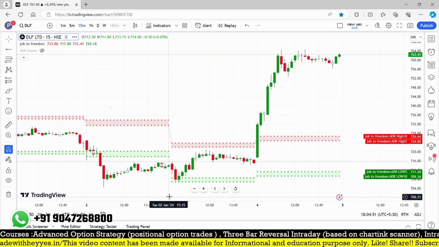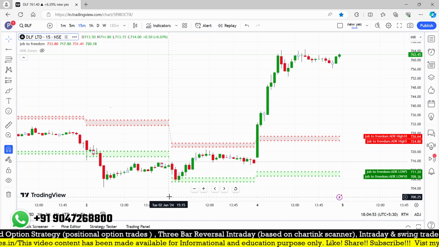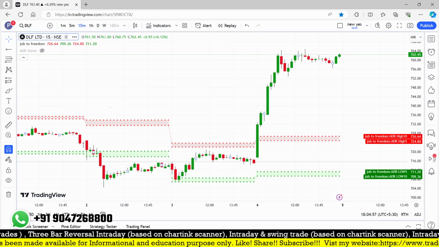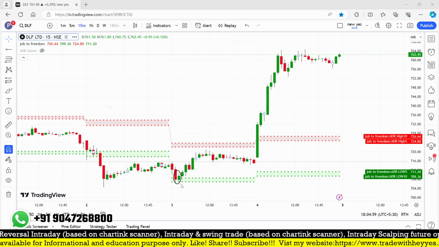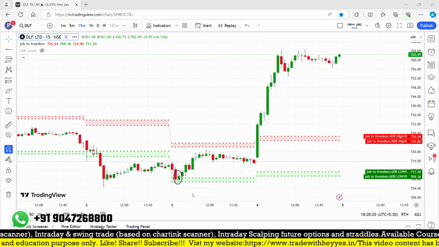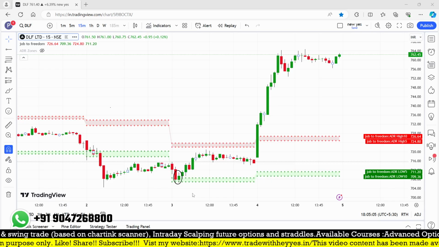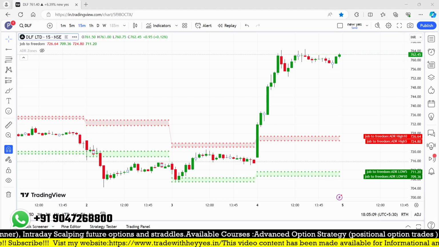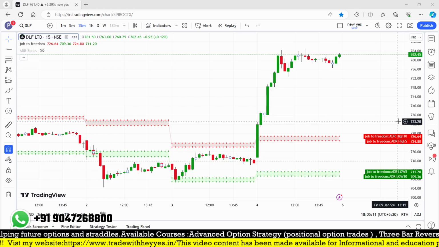So once it has closed above the level, that's why we are looking for a breakout, and it has taken a support. Here is the candle which took a perfect support yesterday, and now it is moving towards the top. Yesterday's price was 711 and today it is around 760. So that is also something we have considered, and I'm planning to create a scanner.